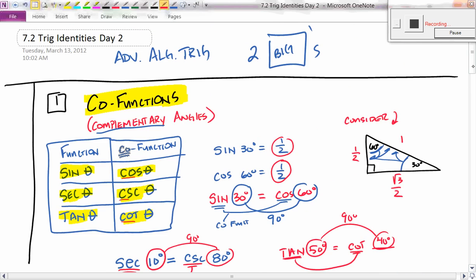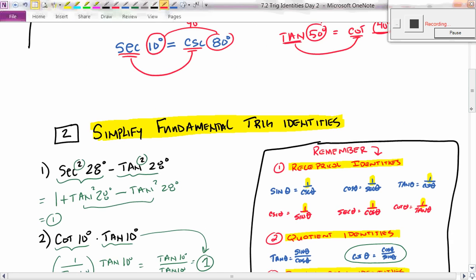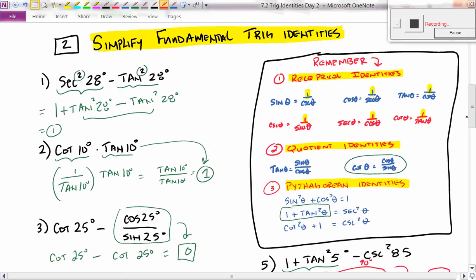Okay, there's the main idea behind that. We had cofunctions and we had simplifying fundamental trig identities. Don't forget about these over here in the box, the reciprocal identities, the quotient identities, and the Pythagorean identities.